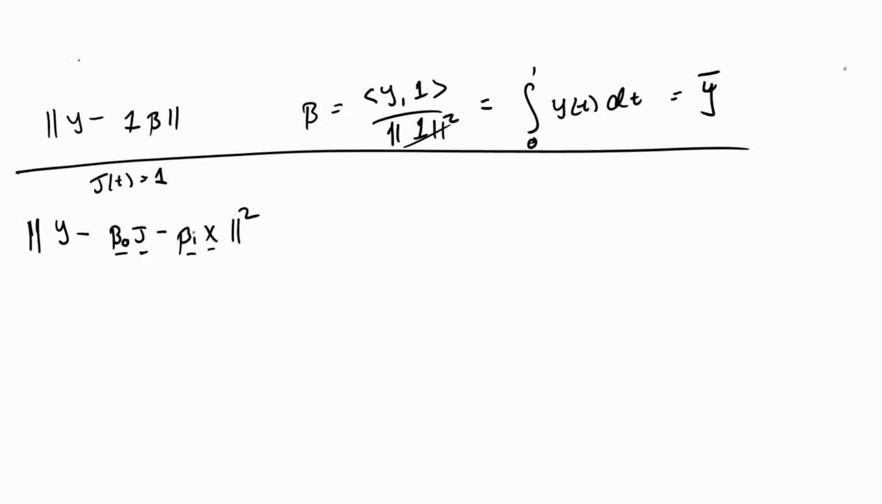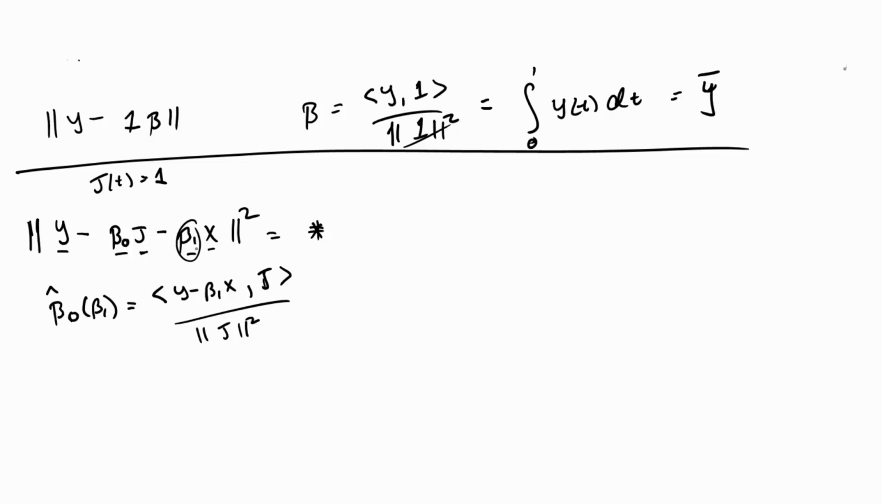So imagine if beta 1 is held fixed. Then we know that this equation, which I'm going to label as asterisk, has to be minimized at the point beta naught hat, depending on beta 1, equal to the inner product of y minus beta 1 x and j over norm j squared. And that's true if beta 1 is held fixed.